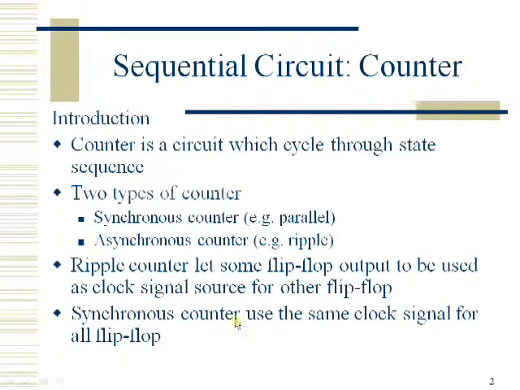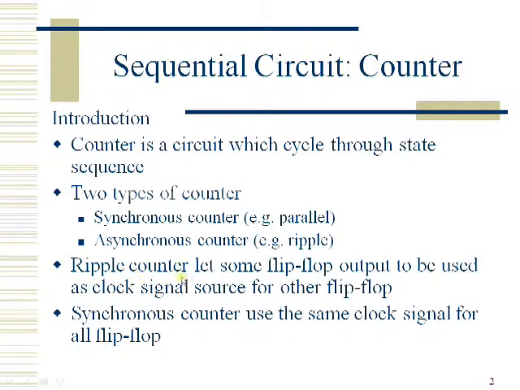So what is a counter? A counter is a circuit which cycles through a state sequence. As we know, a counter is a circuit which is going to count the incoming clock pulses. And there are two types of counters: synchronous counters and asynchronous counters. Synchronous counters are implemented in a parallel way, and the best example for an asynchronous counter is the ripple counter. So initially we'll discuss asynchronous counters, and later on we'll discuss synchronous counters.